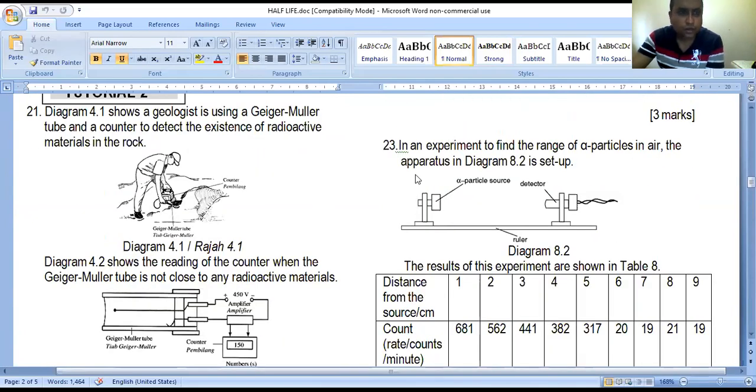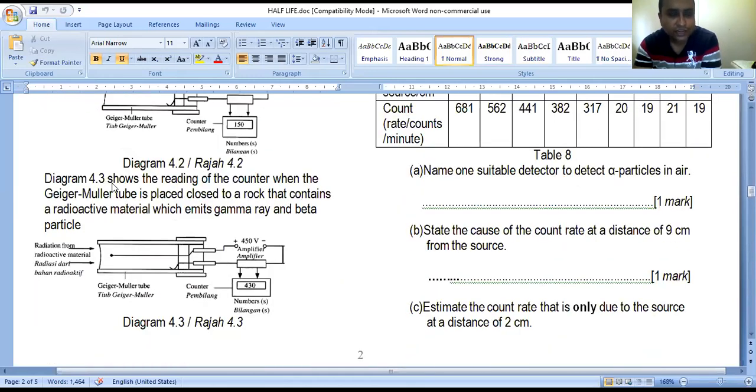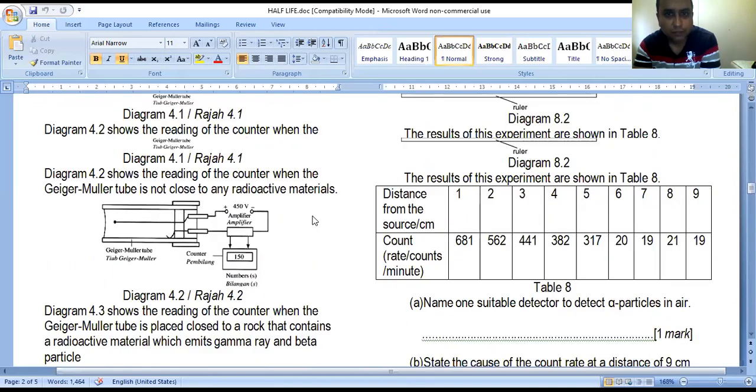Now we look at an example of a structured question on detectors. Number 21. This is a past year question. Diagram 4.1 shows a geologist using a Geiger-Müller tube and a counter to detect the existence of radioactive material in the rock. Diagram 4.2 shows the reading of the counter when the Geiger-Müller tube is not close to any radioactive material. Diagram 4.3 shows the reading when the tube is placed close to a rock that contains a radioactive material which emits gamma ray and beta particle.